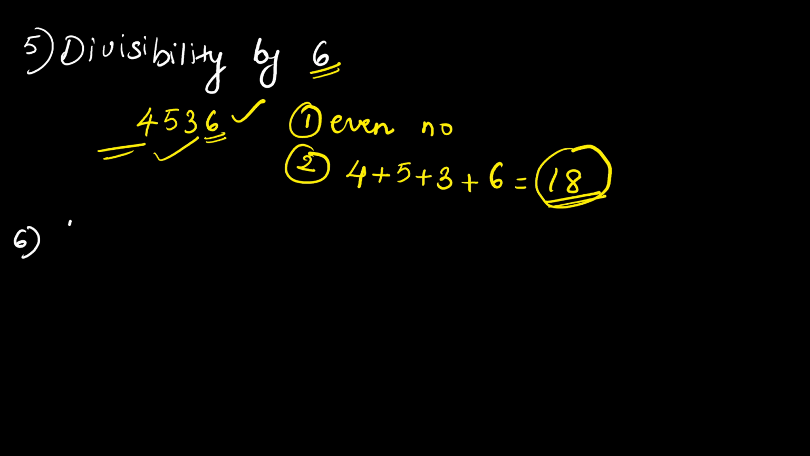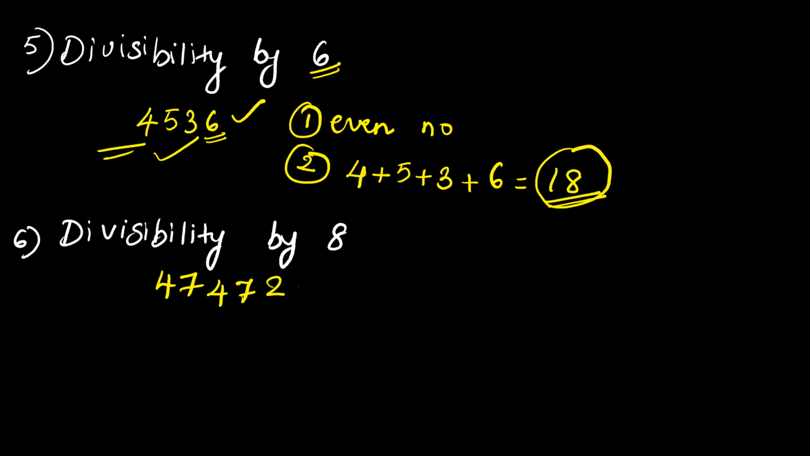Now we'll see the divisibility by 8. We'll see an example. 47472. Now take the last three digits, 472. Check if this number is divisible by 8. Okay, here we can see that 472 is divisible by 8. If we divide 472 by 8, what we'll get?